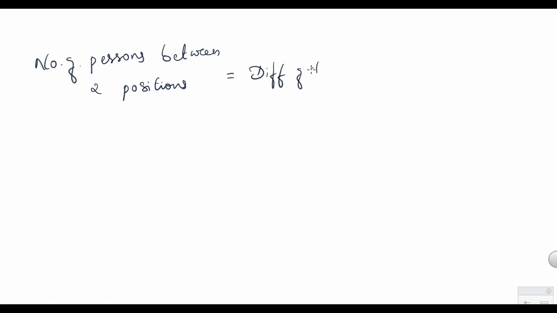If you're finding the number of people between two positions, the number of persons between two positions is the difference of the positions minus 1. Difference minus 1 you should do. Clear, right?